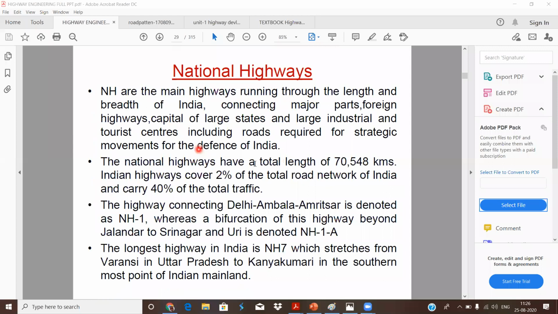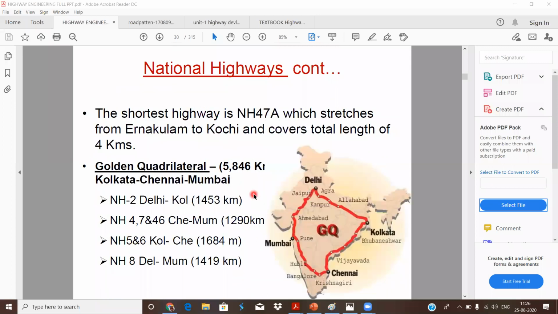National highways are the highways which connect the length and breadth of the country. These highways are connected to the main ports, harbors, important capitals, important cities, foreign highways, and also military purposes. So these highways are called national highways. National highways run through the length and breadth of India.